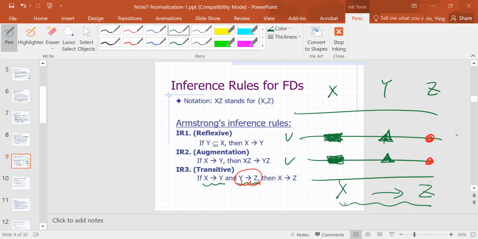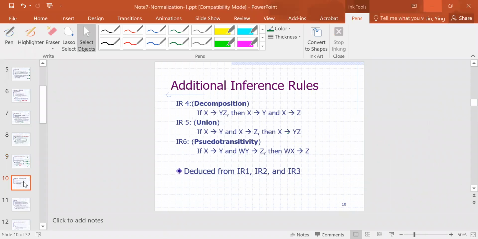Okay, let's move on. So now let's move on to number 4 and 5. You can see they are opposite to each other. Decomposition is: if you have X to Y, Z, then you have X to Y and X to Z. This is the one really commonly used. And so let me show you one.